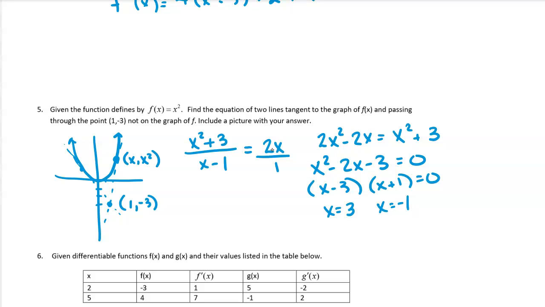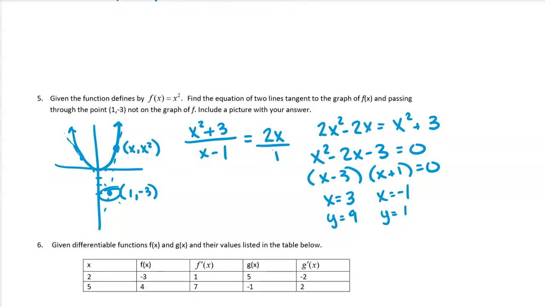You can use those x and y's. This would be what, 3, 9, and negative 1, 1. You can also use the common point and do point slope. And those of you that got it right, most of you used that point. The thing that you needed on both of these was the slope. Remember, a slope is the derivative, 2x. So here the slope is 6, and here the slope is negative 2.